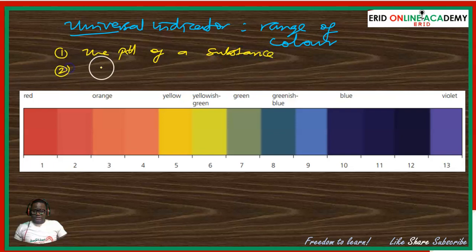and of course, from the pH of a substance, you can tell whether a substance is acid or what, or base. So of course the most important use is that you can use a universal indicator paper to tell the pH of a substance. So how is that done in the laboratory? How do we use the universal indicator paper in the laboratory?